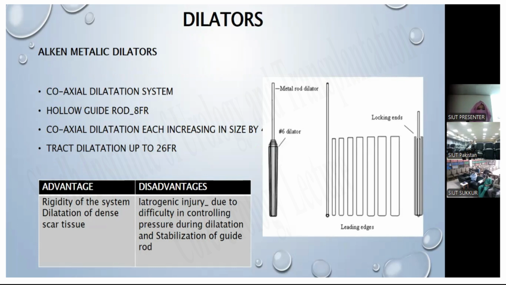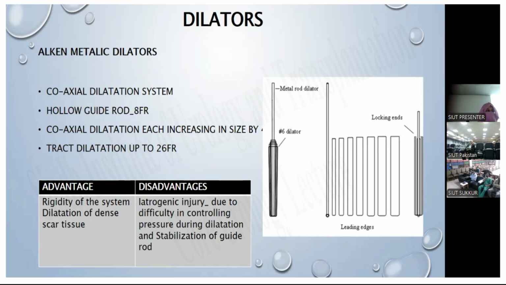Coming to dilators, there are mainly 3 types of dilators that we are going to cover. Alkane metallic dilators. Mostly we have seen this being used in PCNL procedure. They are coaxial dilator system. Can anyone tell me what coaxial means here?